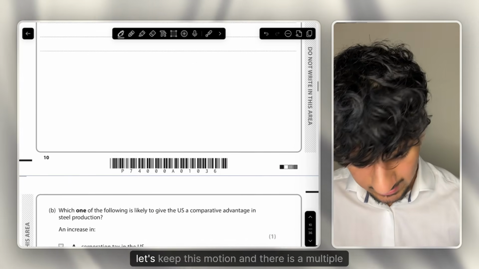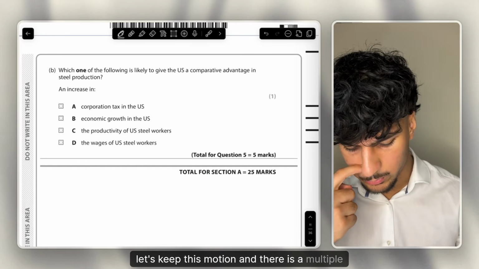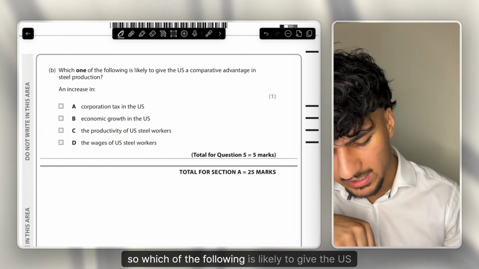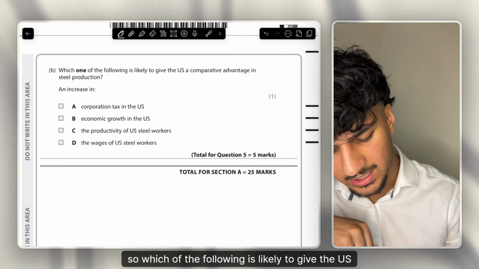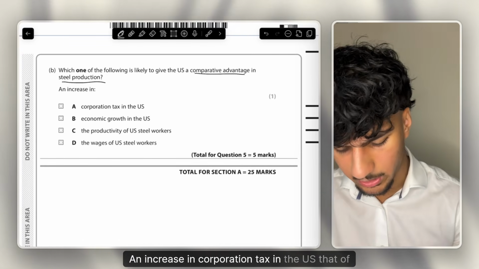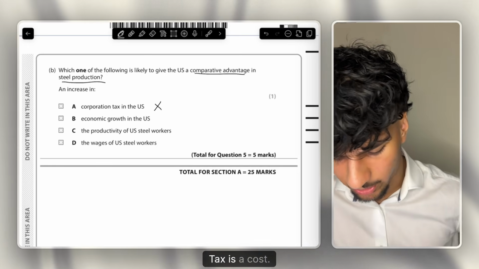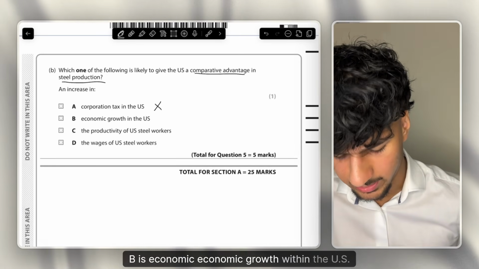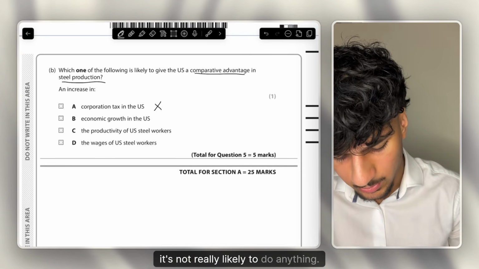And let's keep going, let's keep this motion. And there is a multiple choice question to conclude this section A. So which of the following is likely to give the US a comparative advantage in steel production? An increase in corporation tax in the US, that of course would be wrong. Tax is a cost, you're basically increasing the cost. B is economic growth within the US. It's not really likely to do anything.